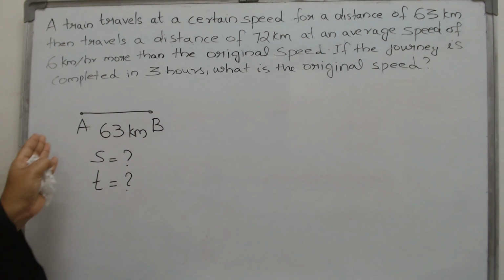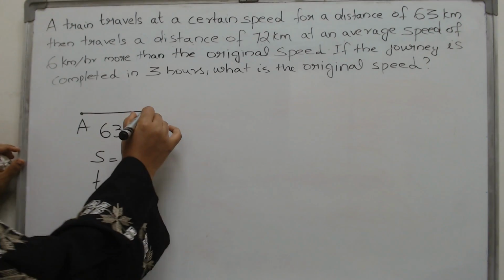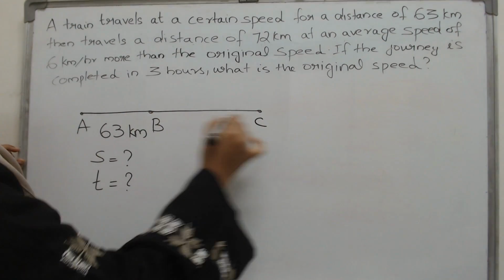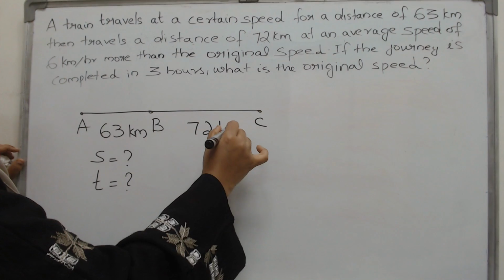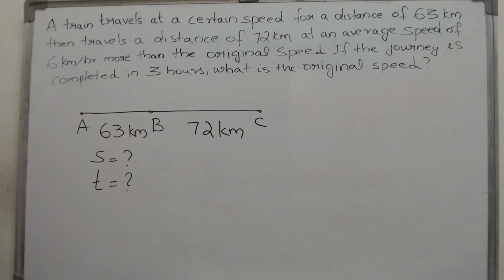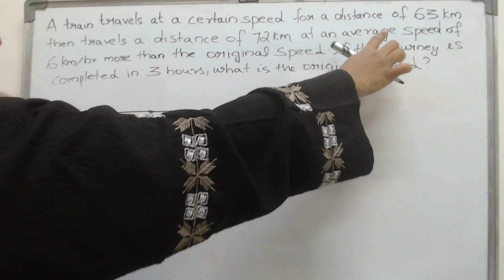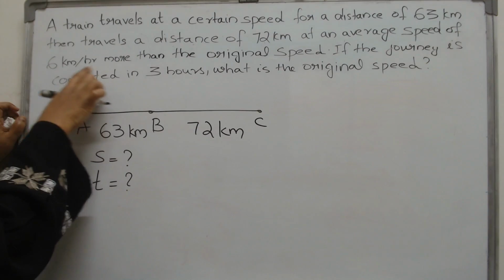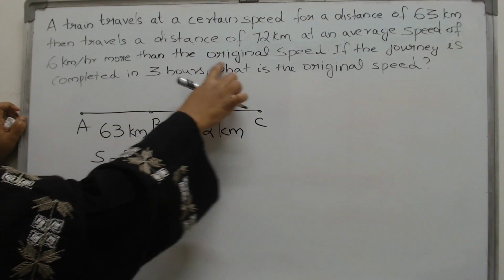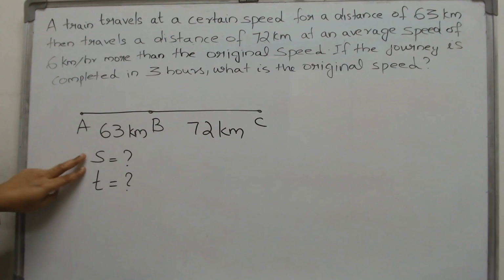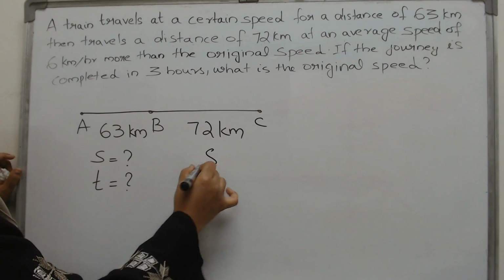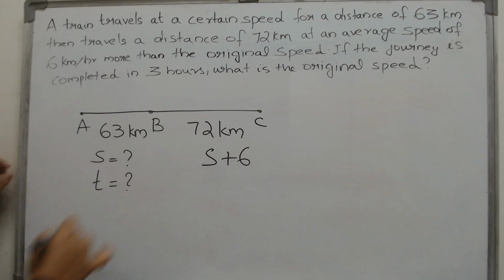Now the train goes on to its second phase. It travels how much? It travels 72 kilometers. But this time there is a small change. What is it? The speed is increased. It travels at an average speed of 6 kilometers more than the original speed. So your original speed is S, your new speed is S plus 6.